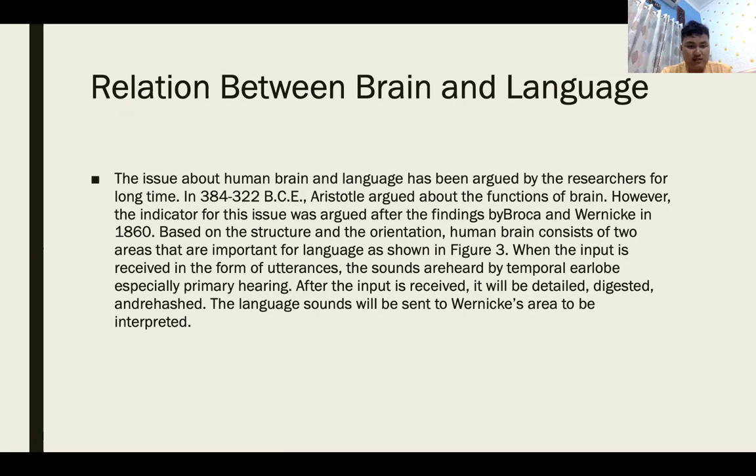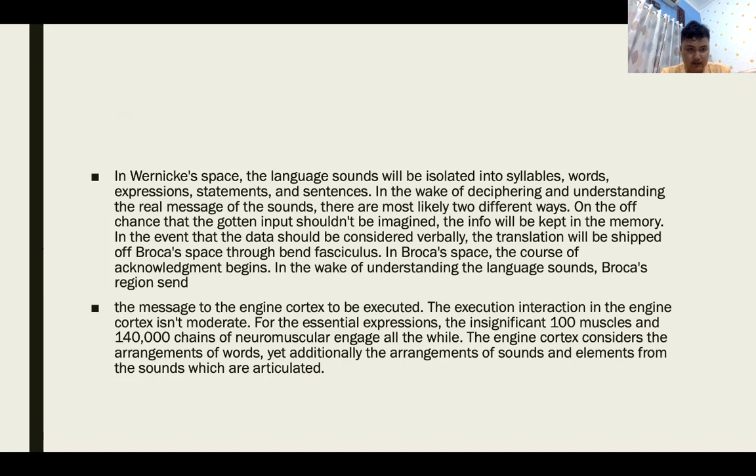When the input is received from an utterance, the sounds are heard by the temporal lobe, especially the primary hearing area. After the input is received, it will detail this gist and address. The language sound will be sent to Wernicke's area to be interpreted. In Wernicke's area, the language sound will be isolated into syllables, words, expressions, statements, and sentences.